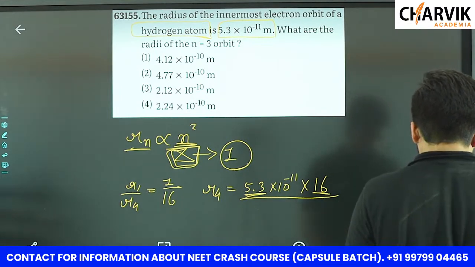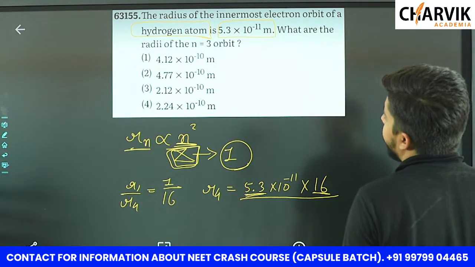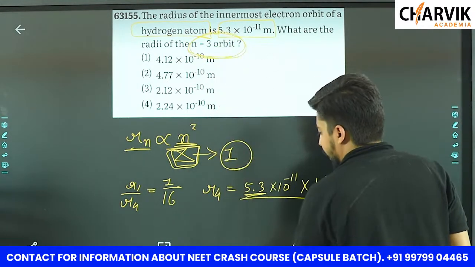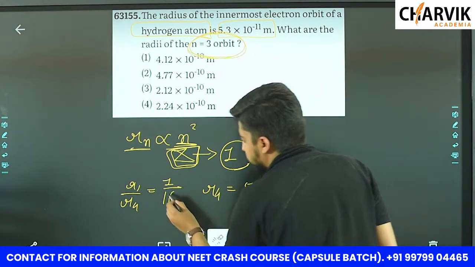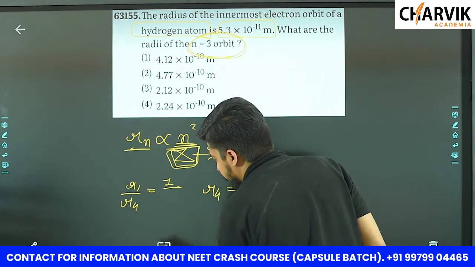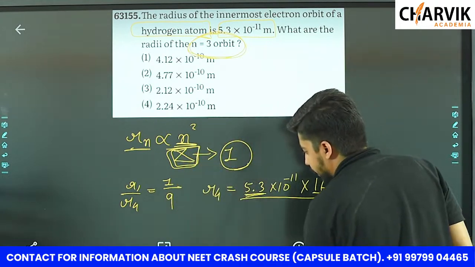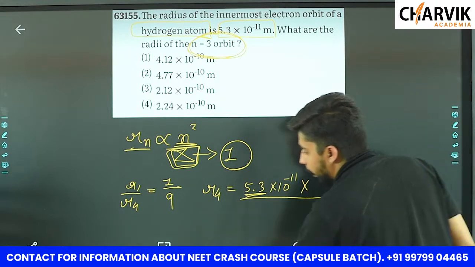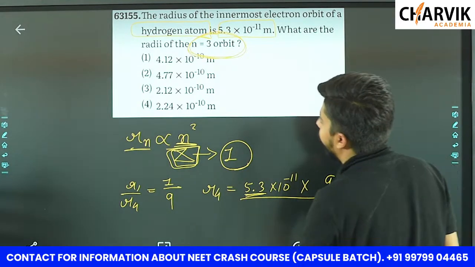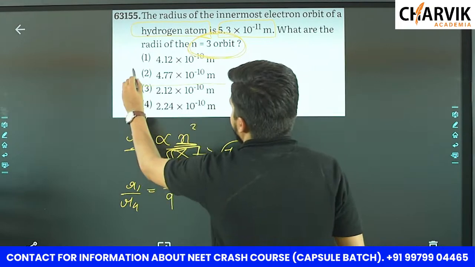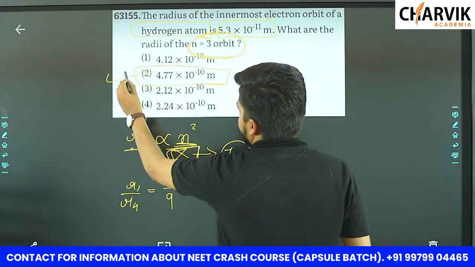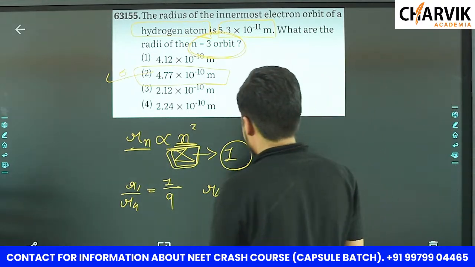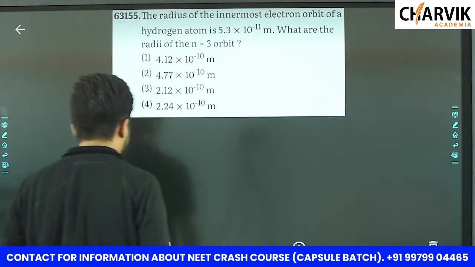Yes, the mistake is they are asking it for the third orbit. And for the third orbit, there should be the square of 3, so it becomes 9. Now you will multiply the given number, 5.3 into 10 raised to minus 11, with the 9. So 9 fives are 45. Yes, the answer will be in the order of 4, which is given in the second option, 4.77 into 10 raised to minus 10 m. Okay, let us move to the next question then.